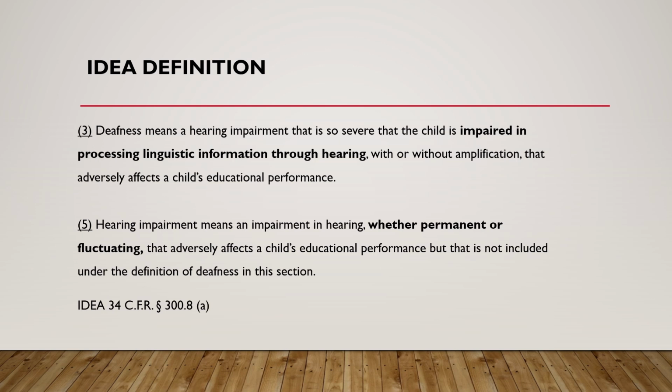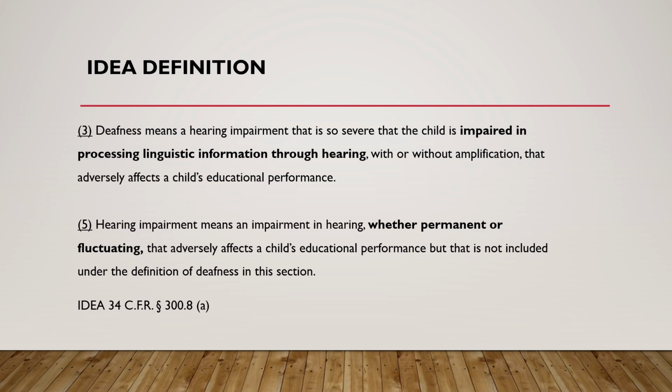According to IDEA, which is the Individuals with Disabilities Education Act, deafness is a hearing impairment that is so severe that the child is impaired in processing linguistic information through hearing, with or without amplification, that adversely affects a child's educational performance. Hearing impairment refers to an impairment in hearing, whether permanent or fluctuating, also adversely affecting the educational performance.